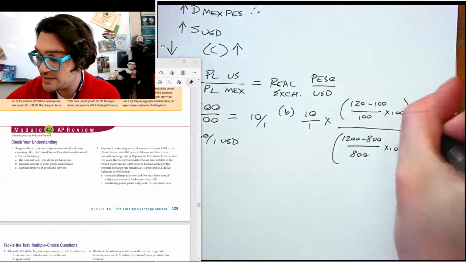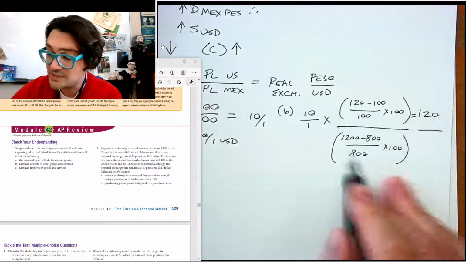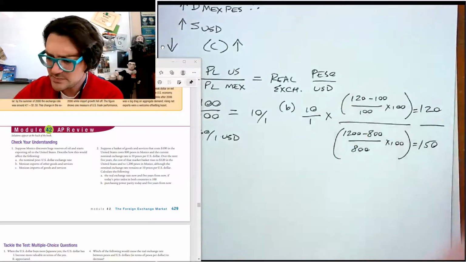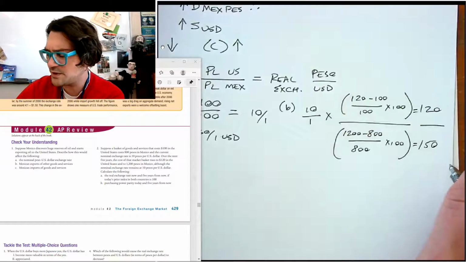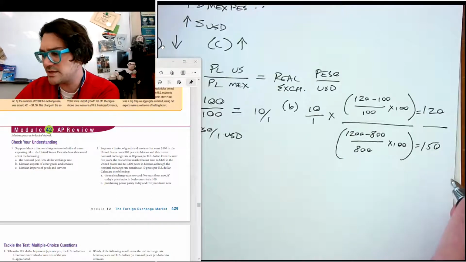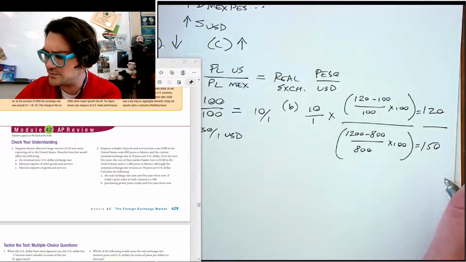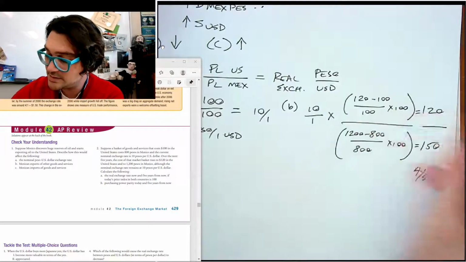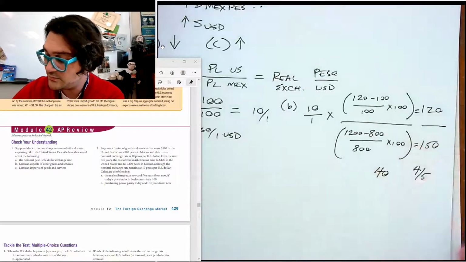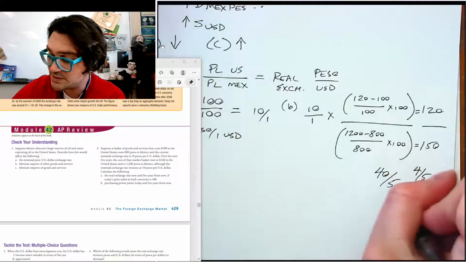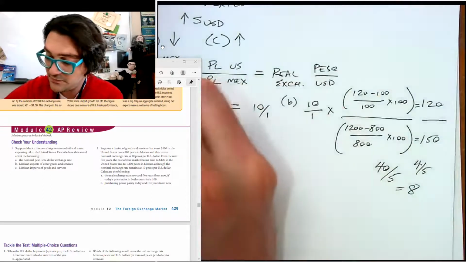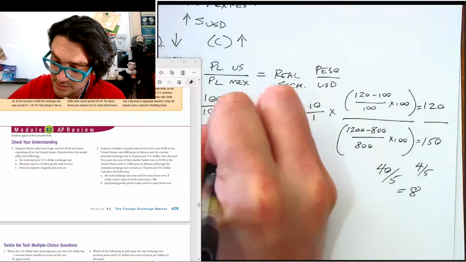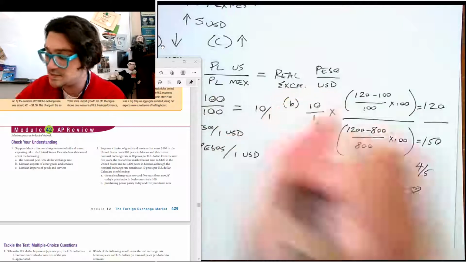So if you solve all of that, that ends up being 120. And this one is a 50% increase, so it ends up being 150. So we've got 10 times 120 over 150. In that case, it adjusts to 4/5 times 10. So that's 40 over 5, which is 8. So in 5 years, it will be 8 pesos per 1 US dollar.